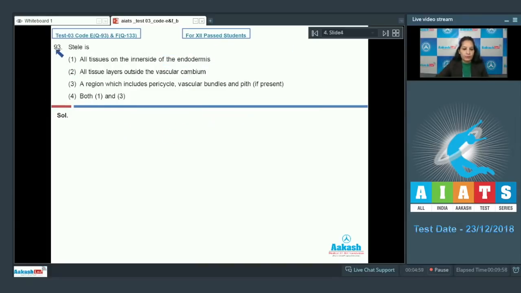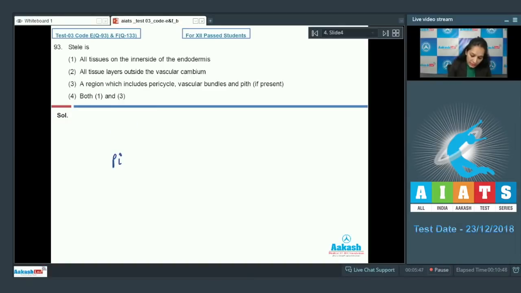Question number 93. Steel is: first option, all tissues on the inner side of the endodermis. Second, all tissue layers outside the vascular cambium. Third, a region which includes pericycle, vascular bundles and pith if present. Fourth, both 1 and 3. What is a steel? If you cut the section of a stem, you will see that it has epidermis, cortex, pericycle, vascular bundles and pith if there is.